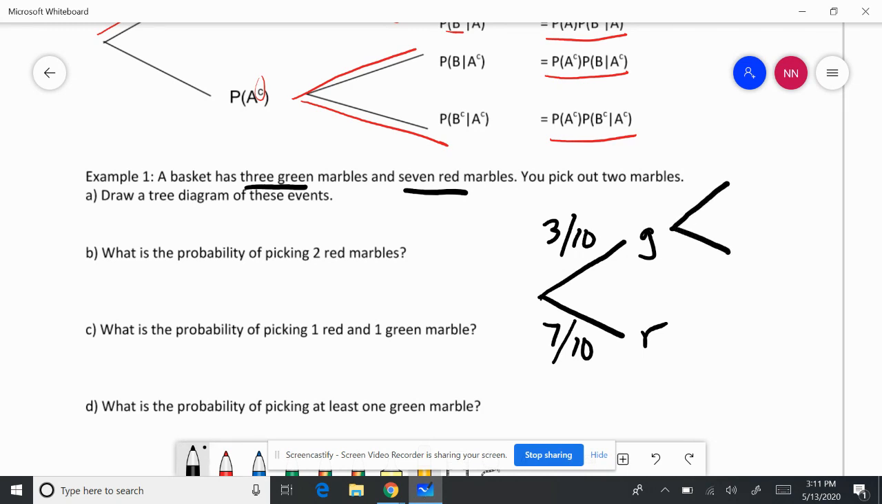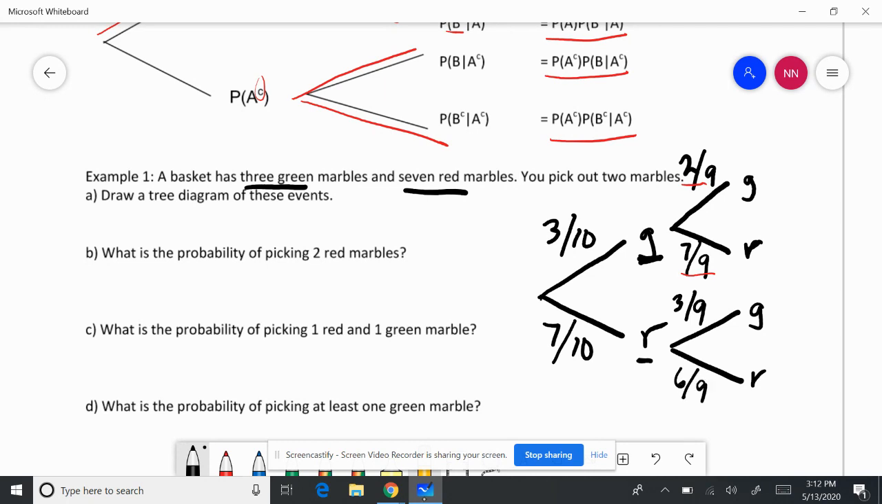Now, I have a green marble in my hand. There are 2 possibilities: either I pick a green marble or I pick a red marble. If I have a green marble in my hand, there are no longer 3 green marbles. There are 2 green marbles, and there's no longer 10, there are 9. In the same way, there are still 7 red marbles, but only 9 total marbles. One thing we notice is that those add up to 1. Now, if we pick a red marble first, there are 2 possibilities: either I pick a green or a red. If I have a red marble in my hand, the probability of picking a green marble would be 3 out of 9. And for a red marble, there's no longer 7, there's now 6 out of the 9. Notice once again, these branches add up to 1.